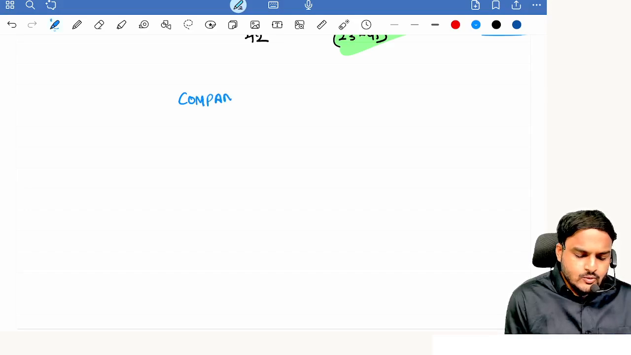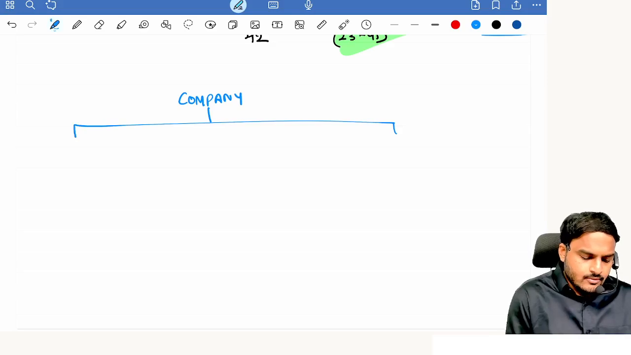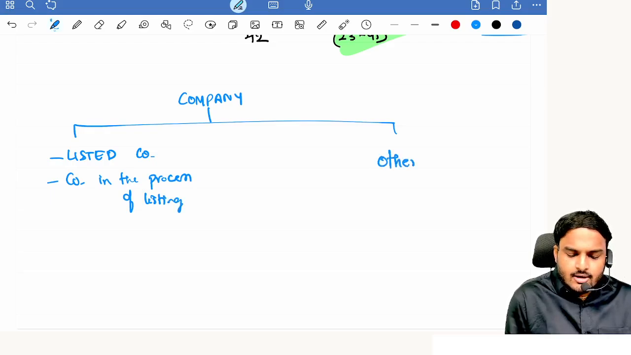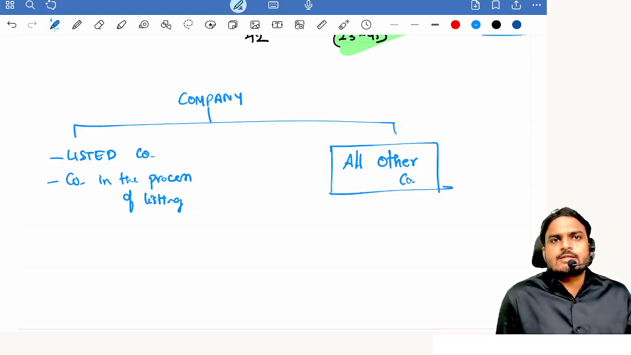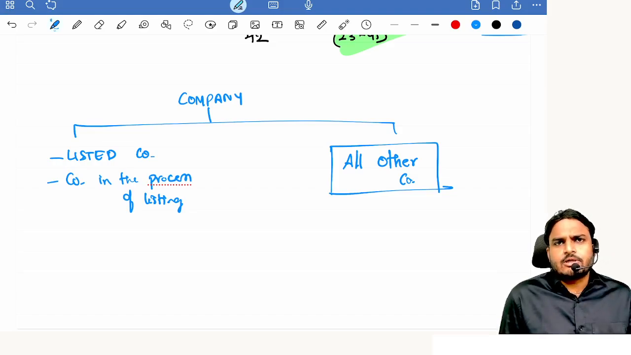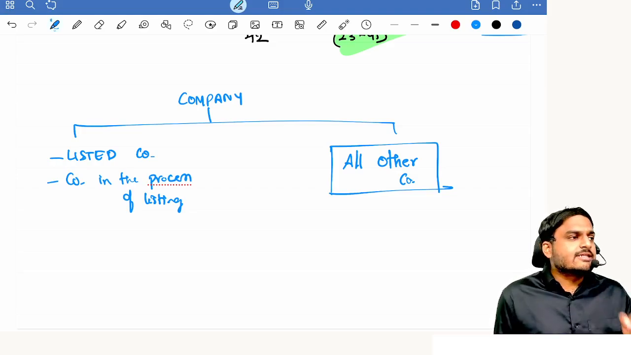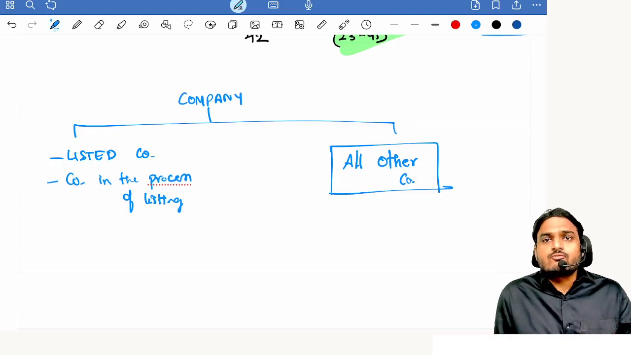Next, companies are classified into two categories here. In one category you will find listed company, and company in the process of listing. And in another category you will find all other companies. All other companies, can I simply call them unlisted companies, right? So a private company is also an unlisted company. Only public companies which offer securities to the public at large and which list their securities on a recognized stock exchange, we call them listed companies.